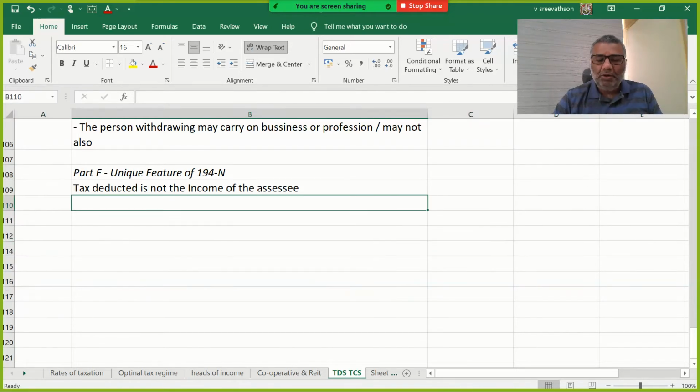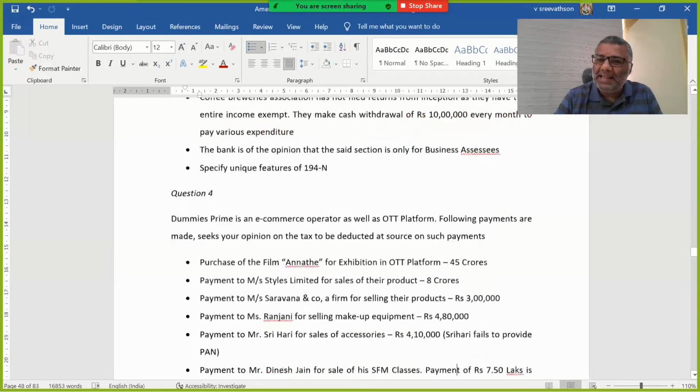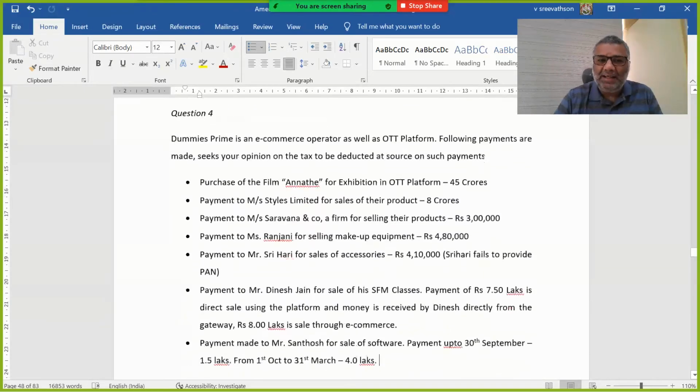Okay, right. We'll complete this one more question and then take the break. So the tax that is deducted is not regarded as income of the assessee. That is a very unique feature of 194N. In all other cases, the tax deducted is income.